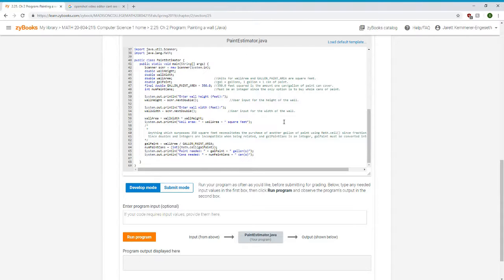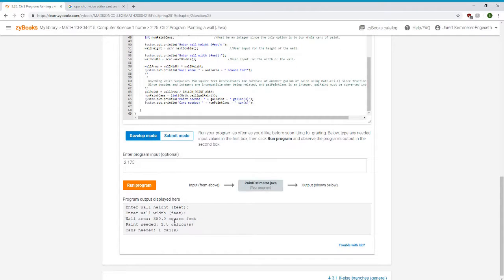Now that we've figured out what all of this is going to do, we can test it out to make sure that it all works. So let's use 2, which will be assigned to the height, and 175 for the width. Pretty short and long wall, but it'll work for this. Since 2 times 175 is 350, we should get 1 can and 1 gallon for the paint. And that's what we end up getting, which is obviously really good.